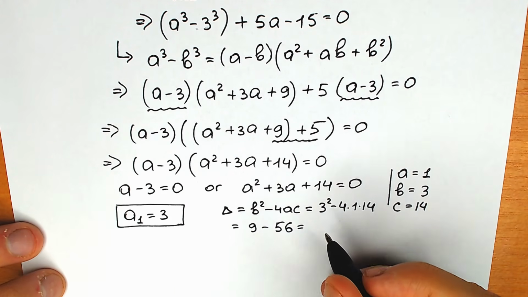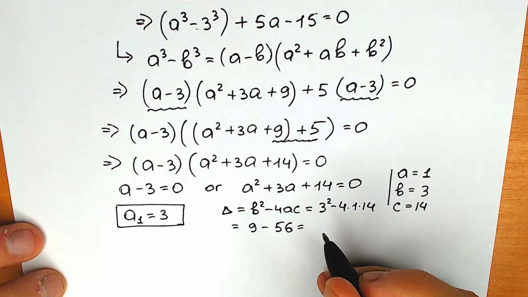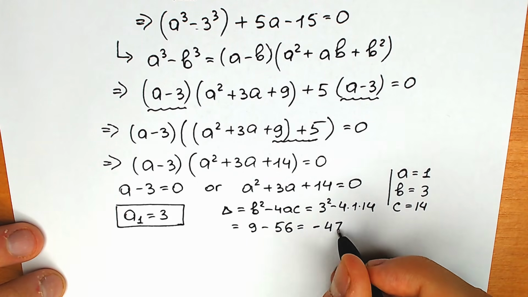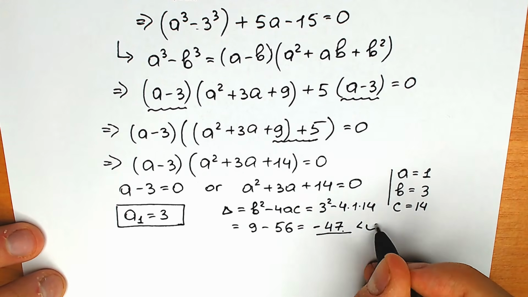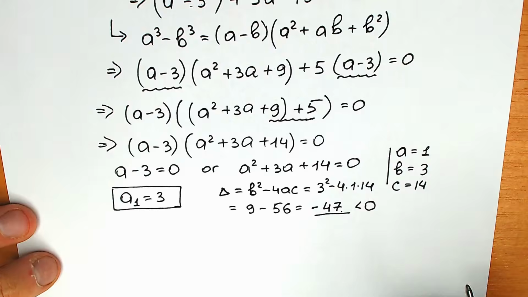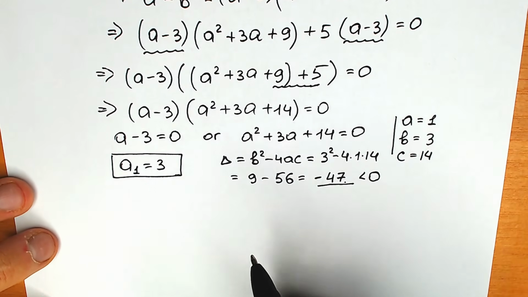So our discriminant is equal to minus, what do we have right here? Minus 47, yeah? Minus 47. And it means that in this case, we have two complex roots because the discriminant is less than 0. So at this moment, we're going to have two complex roots. Let's find them real quick.